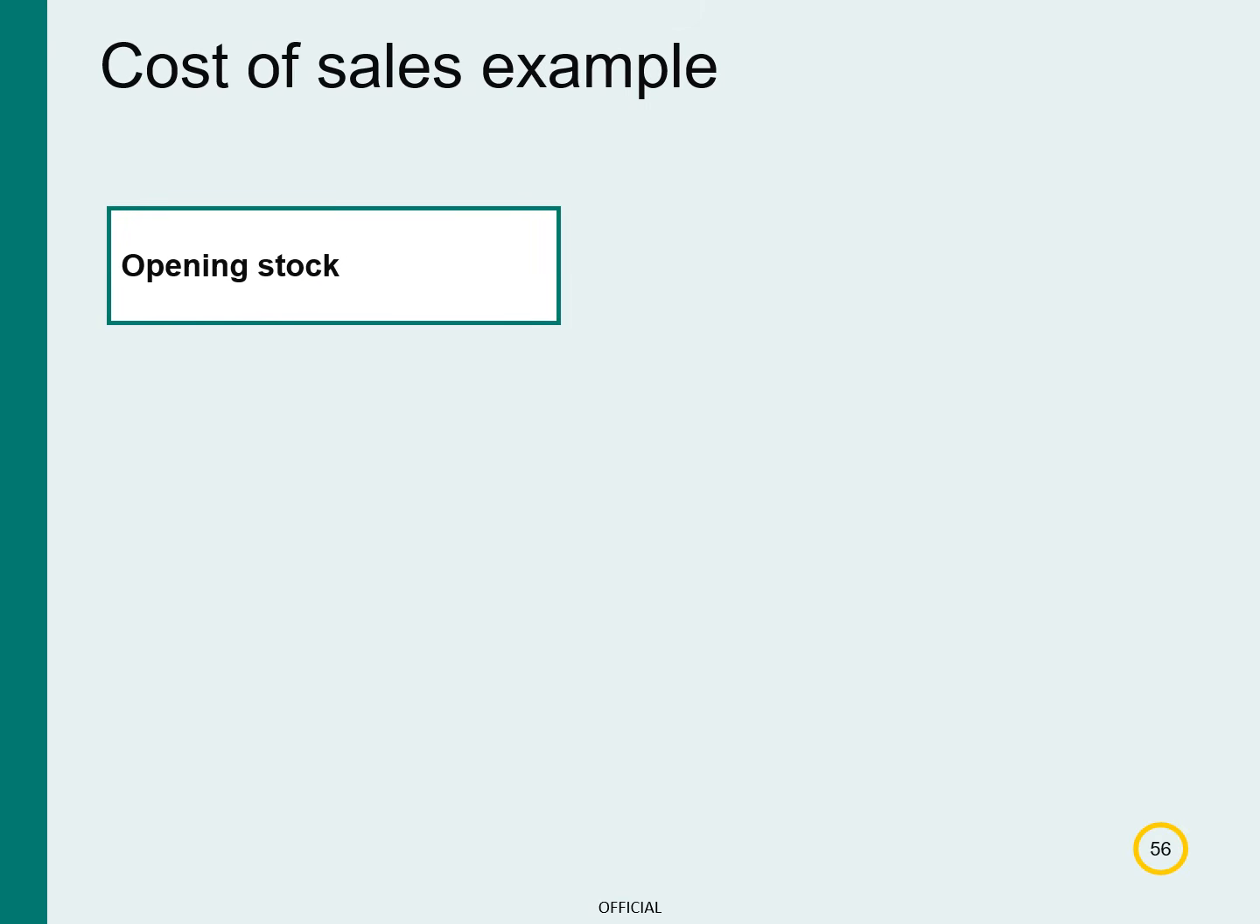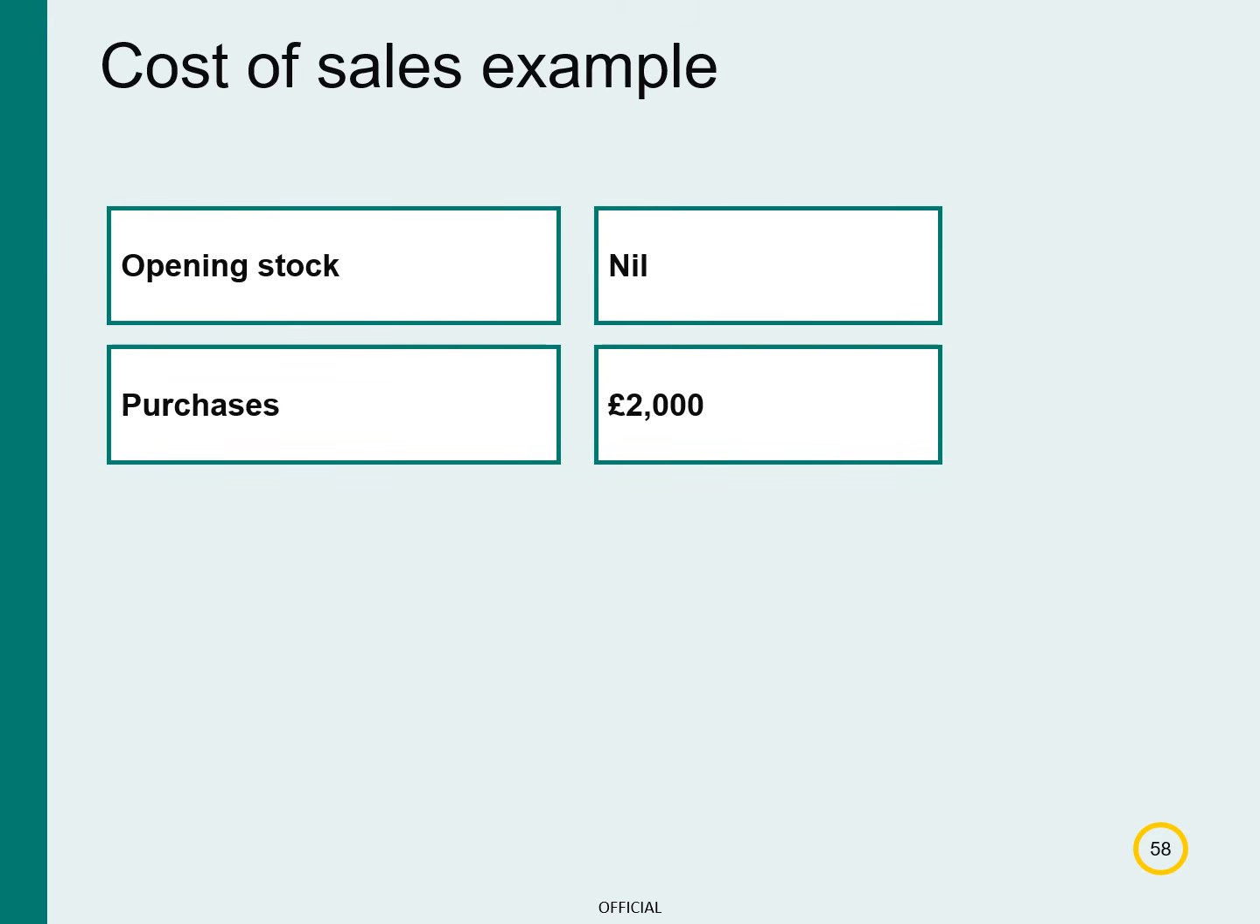Alan started his business on the 1st of September. Firstly, he would look at his opening stock. But as this is his first year of trading, there is no opening stock. Therefore, opening stock is nil. During his accounting period, Alan had spent £2,000 on plumbing materials, things like pipes, washers, and taps. So, his purchases are £2,000.